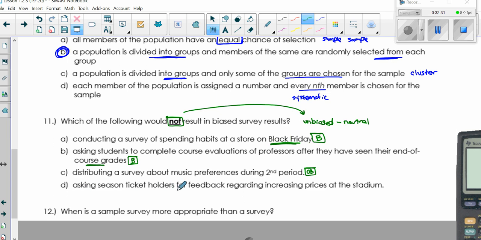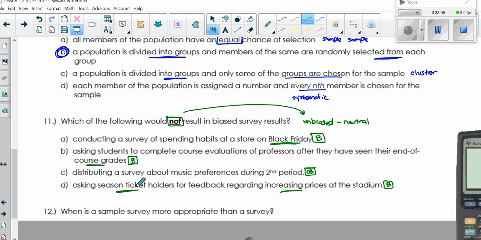D says asking season ticket holders for feedback regarding increasing prices at the stadium. This would be biased as well, because the season ticket holders are the ones who are buying tickets every single year. So asking them about increasing prices, you're not going to get a good answer, because I would imagine everybody would not like that. Whereas if you asked a random group of people who aren't invested in it, they might say, all right, it seems fair. Everything else in the economy is going up.